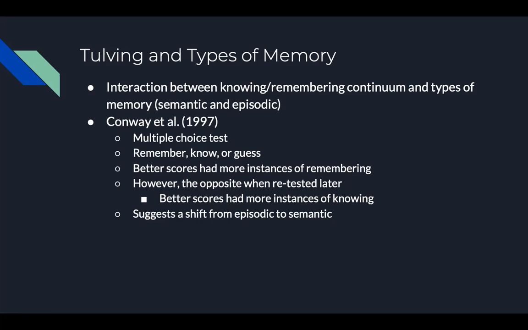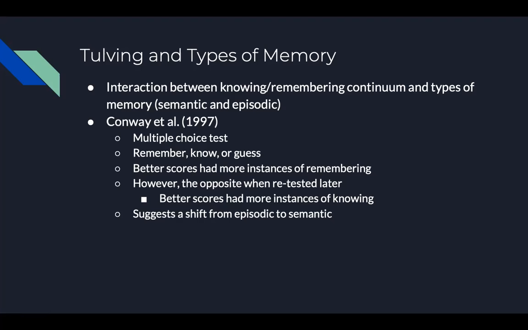They had them come take a multiple choice test and then indicate for each answer whether they specifically remembered the answer, that is, whether they were able to remember the details of when and where they learned it, or whether they just knew it, right? So again, this idea of semantic memory, like, "Well, I don't know how I know that Rome is the capital of Italy, or when I learned that, I just know it." Or that they were just honestly taking a guess, a shot in the dark.